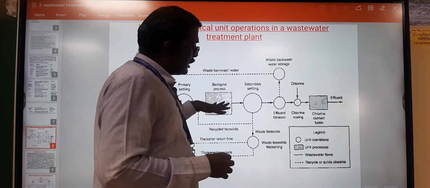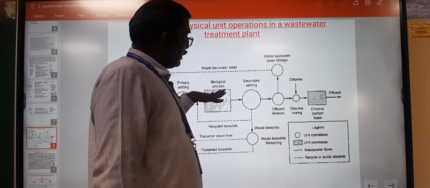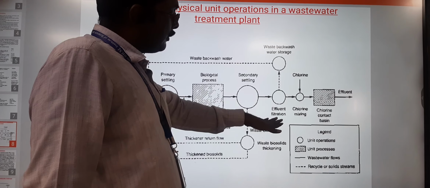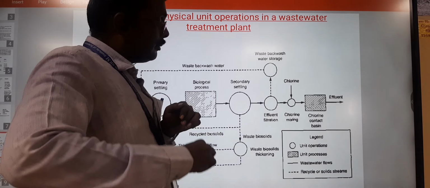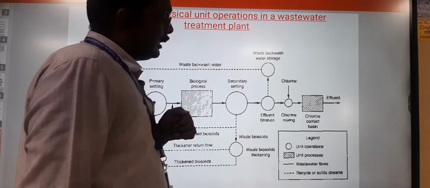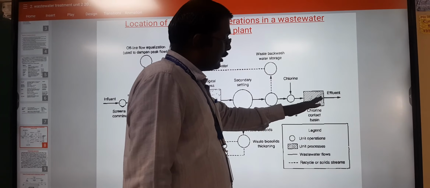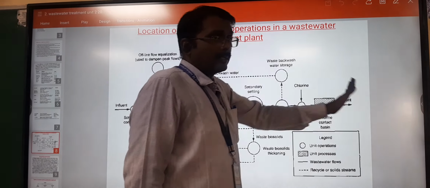Then the wastewater is taken to the secondary settling tank. Whatever treated water comes from the biological process will be settled here. Then the clarified liquid is taken to the effluent filtration. Then it is taken to the chlorine mixing. The purpose of chlorine mixing is disinfection. That will kill the microbes. Then it is taken to the chlorine contact basin, where the dissolved chlorine will be removed. Then the treated effluent is taken from the other side of the plant.